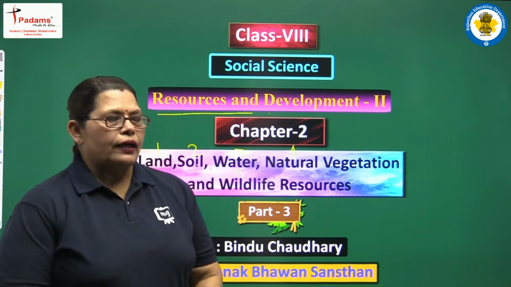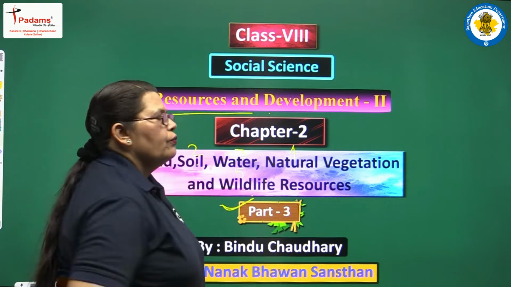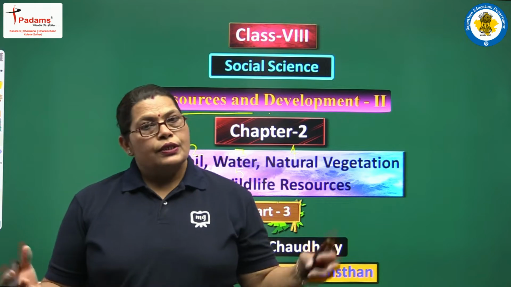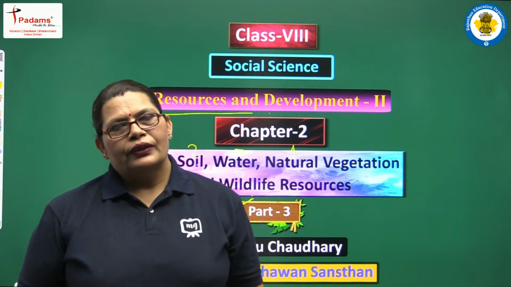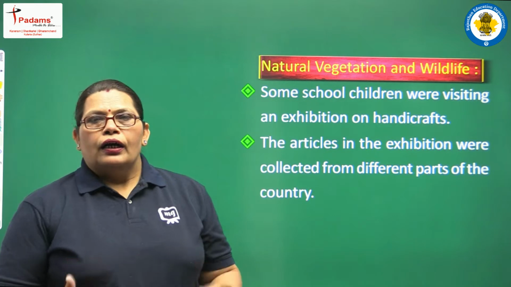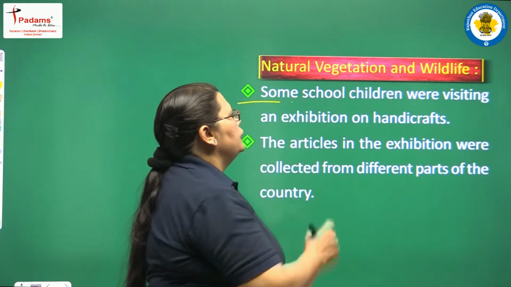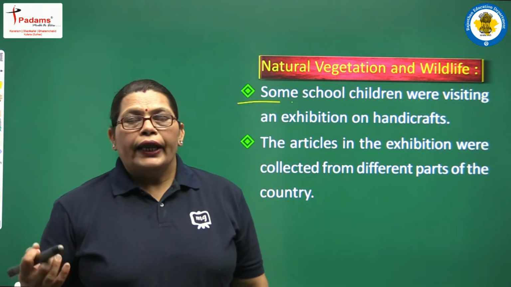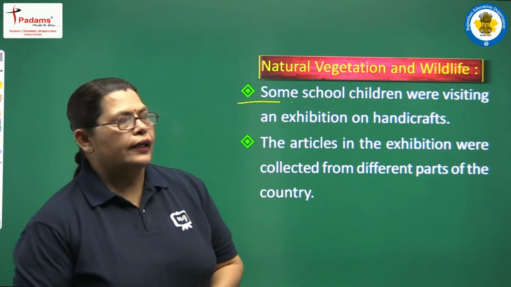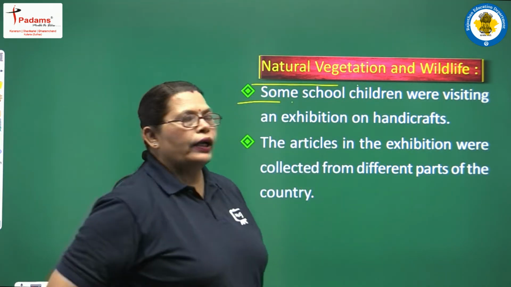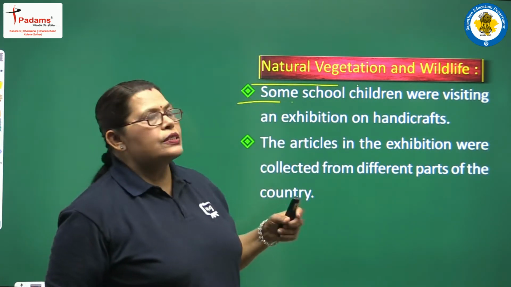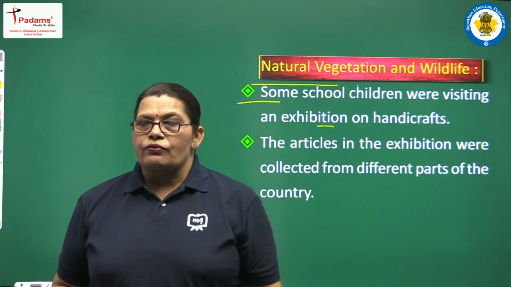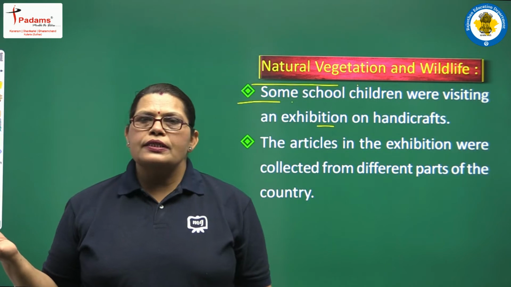Next, in today's 3rd episode, we are continuing with natural vegetation and wildlife resources. Are you all ready with me? Okay, we are continuing with the exhibition. In this exhibition some students are there, and we see how they observe things and what types of things are there. Some children of the school were visiting an exhibition on handicrafts. So which types of handicraft materials are there?